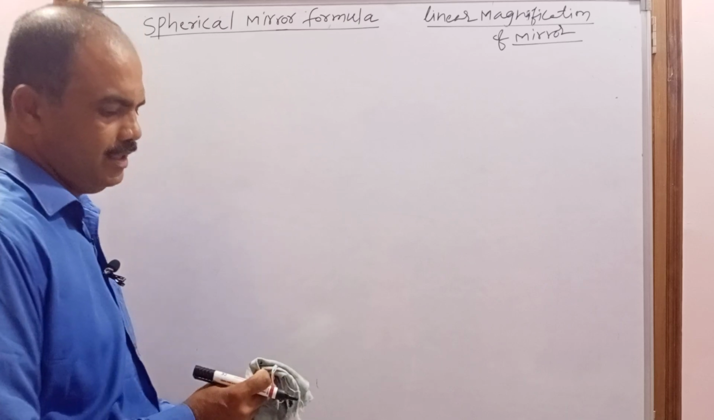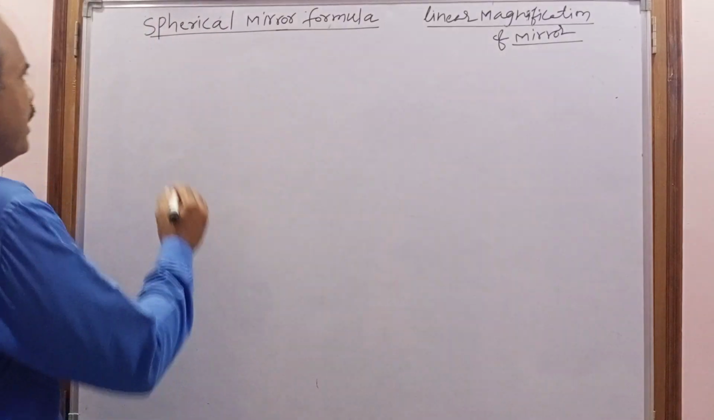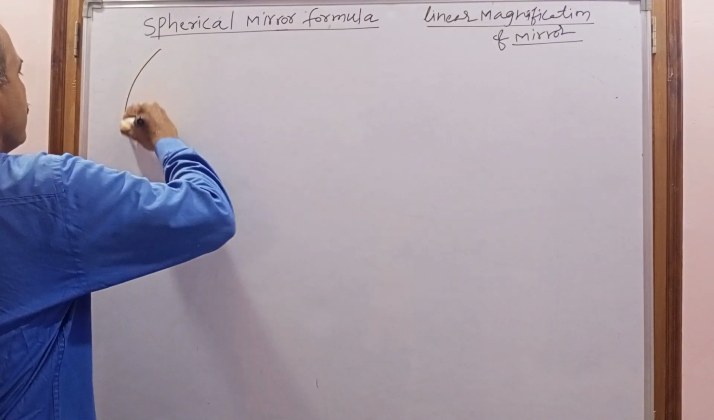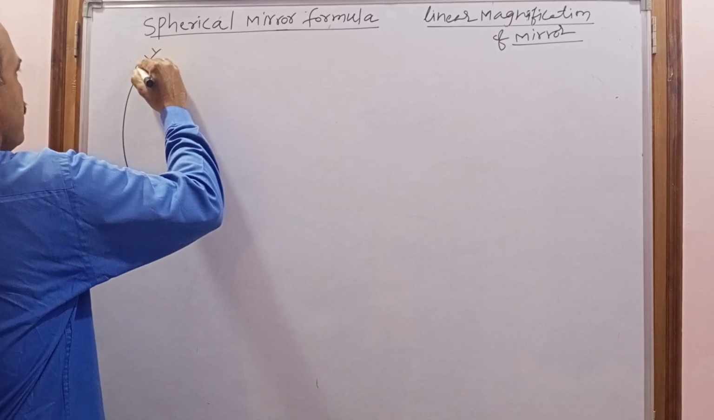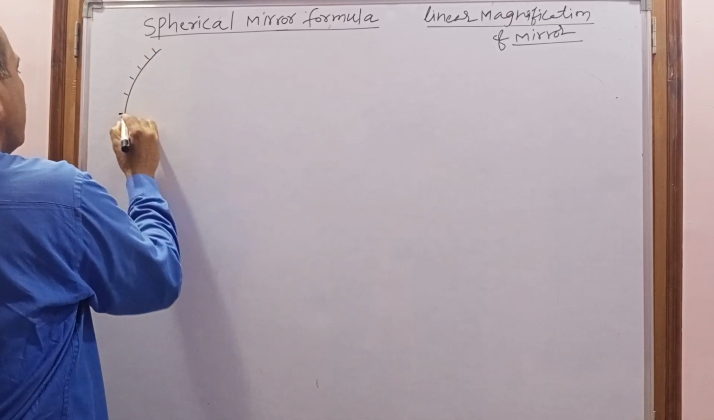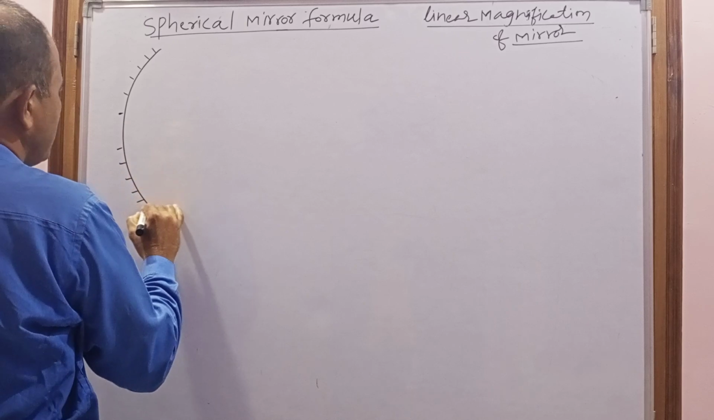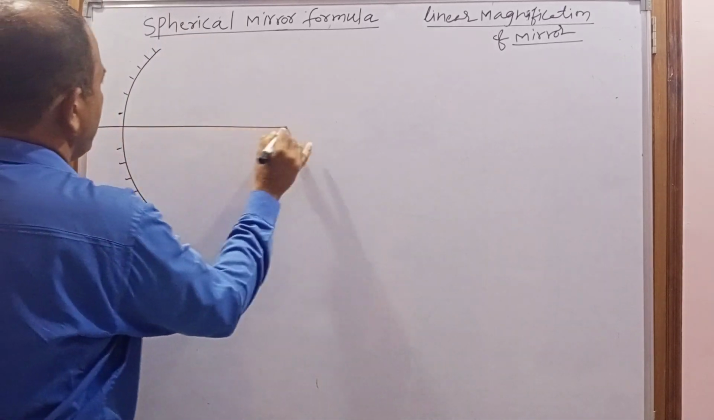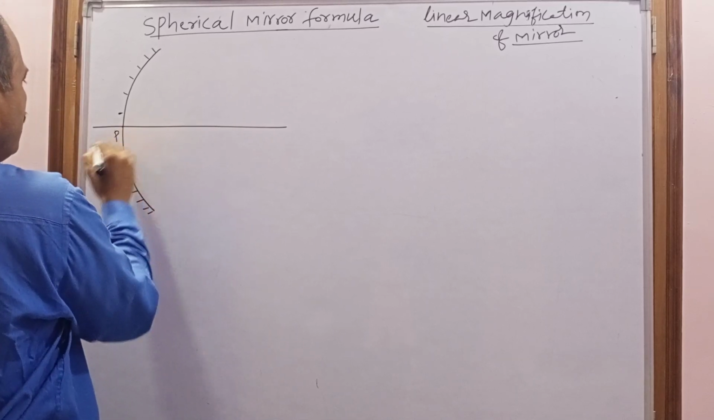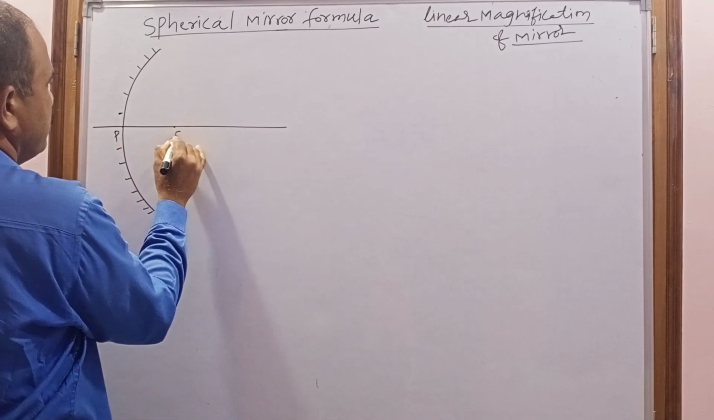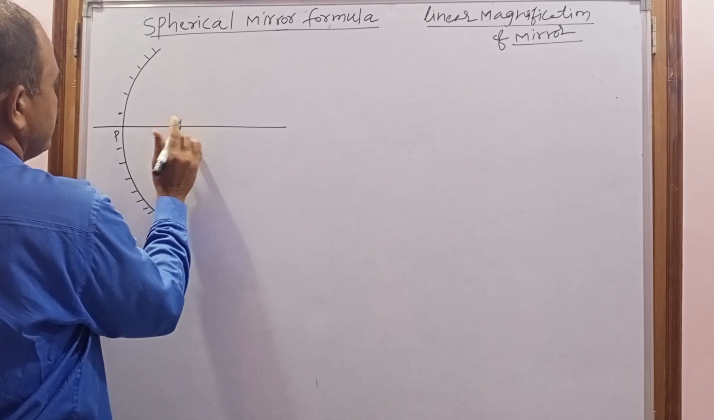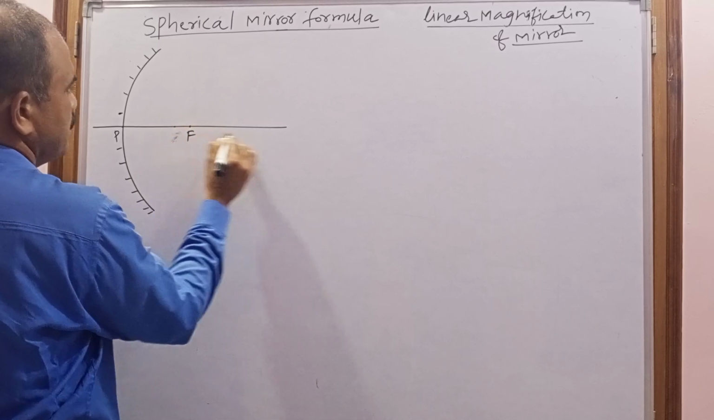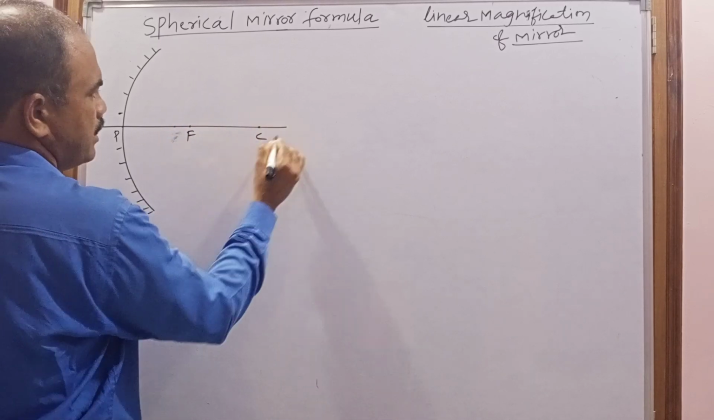To find the relation between them, I am taking a concave mirror. First of all, I am going to find the mirror formula by using a concave mirror. That is also applicable to a convex mirror. So let it be a concave mirror. This is called the pole of the concave mirror. This is considered the focus. Let it be the focus and this be the center of curvature.